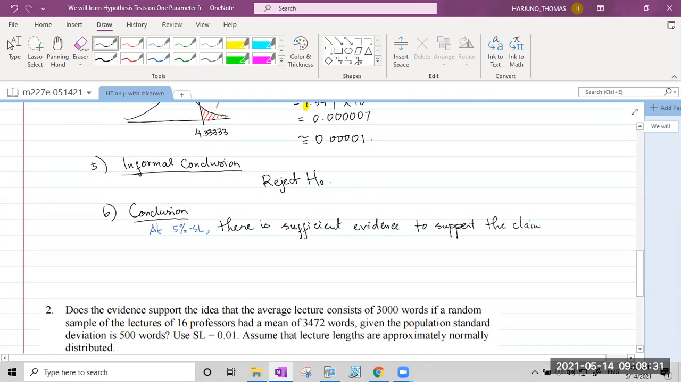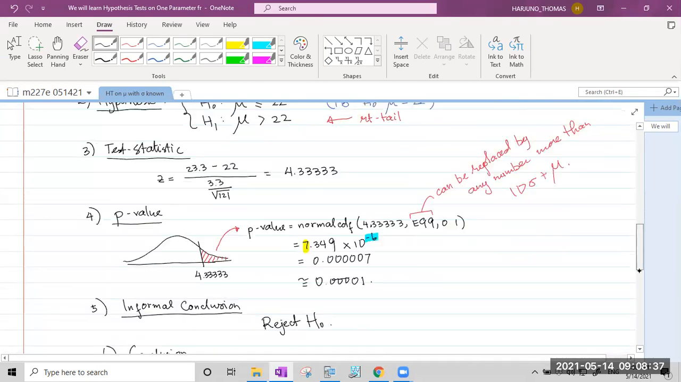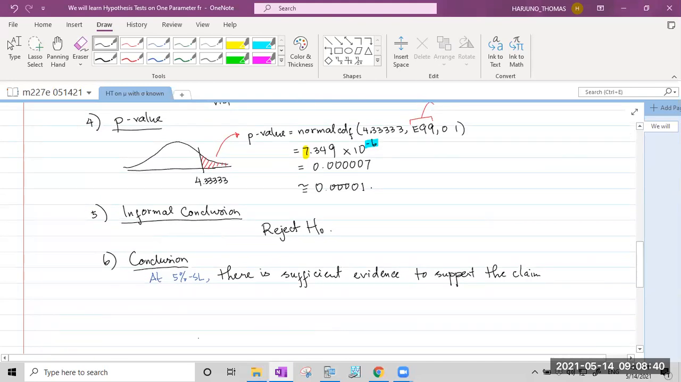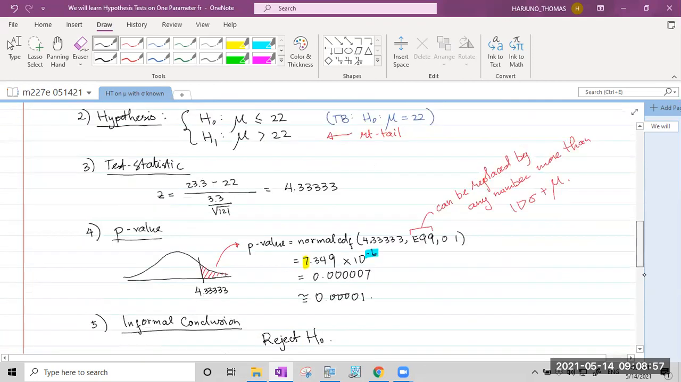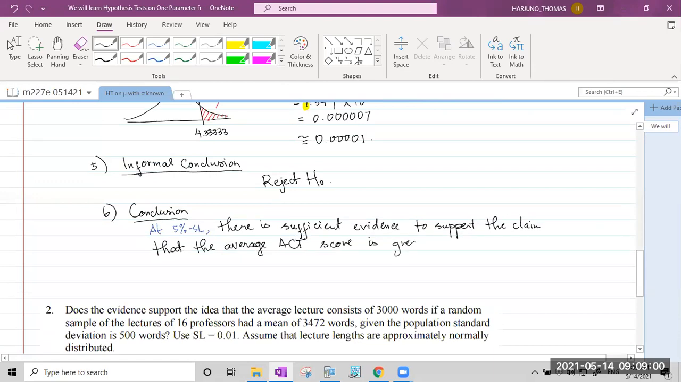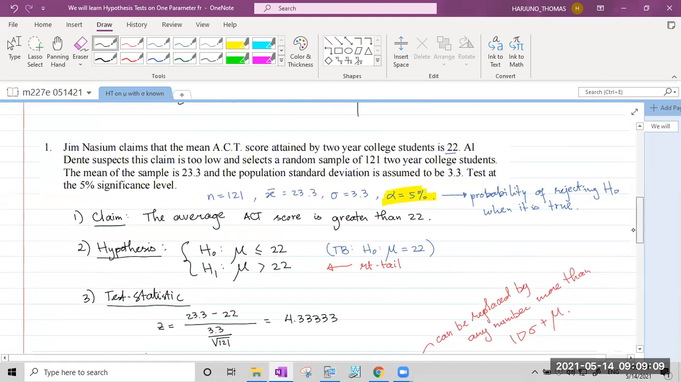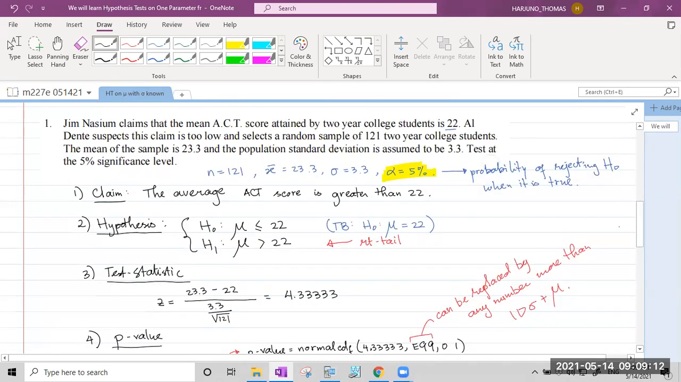But you need to copy paste the claim you made in step 1. You have to copy paste that as is: the claim that the average ACT score is higher than, greater than 22.